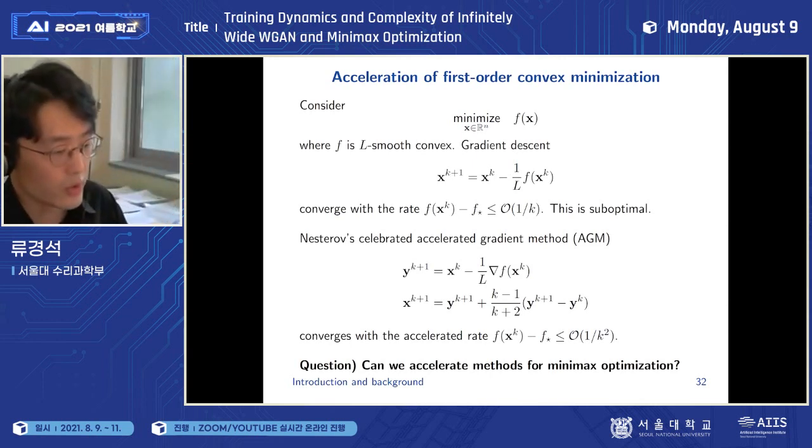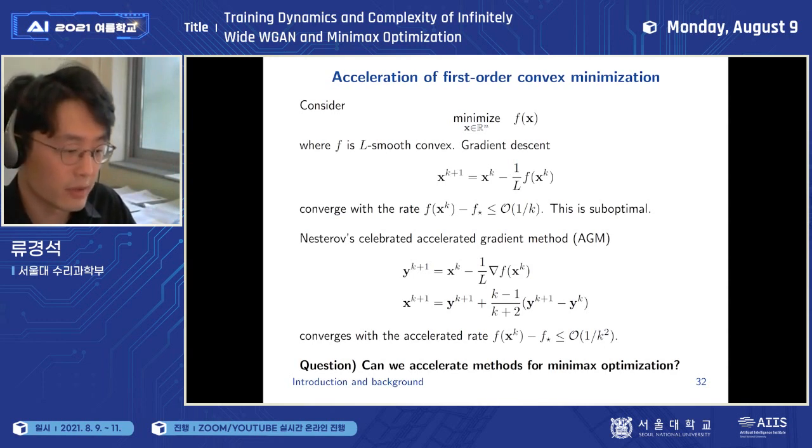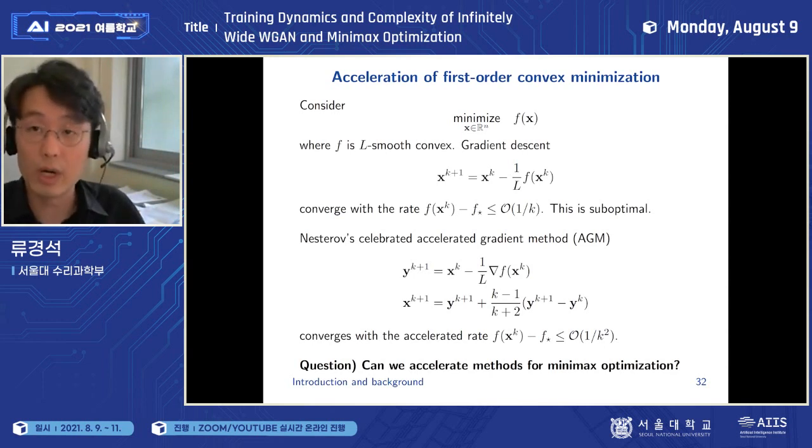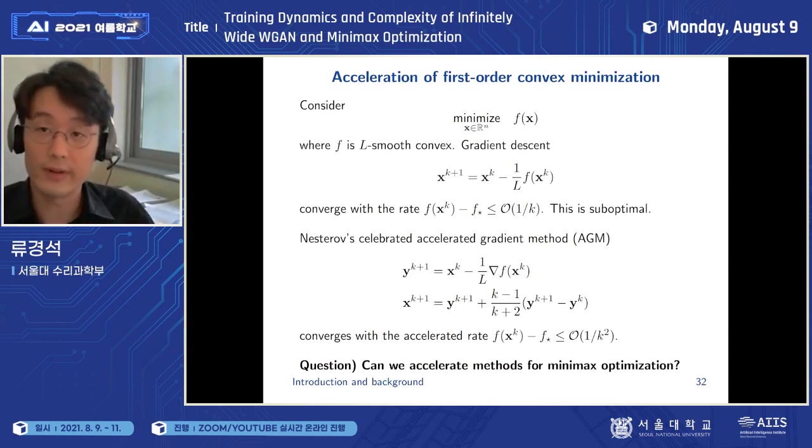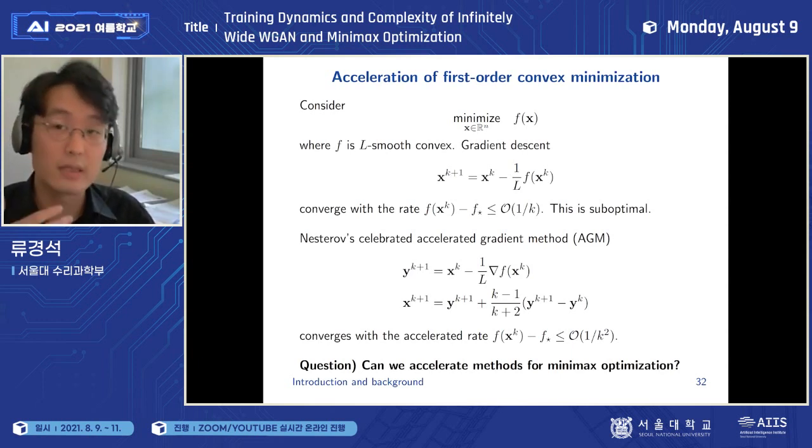Now, the question that I wish to address in this line of work is, can we provide accelerated methods for minimax optimization problems? For minimization problems, Nesterov provided the answer. Nesterov shows us how to accelerate optimization or training in the minimization context. But for minimax optimization problems that arise in, let's say, adversarial training or in the training of GANs, the question was an open problem.